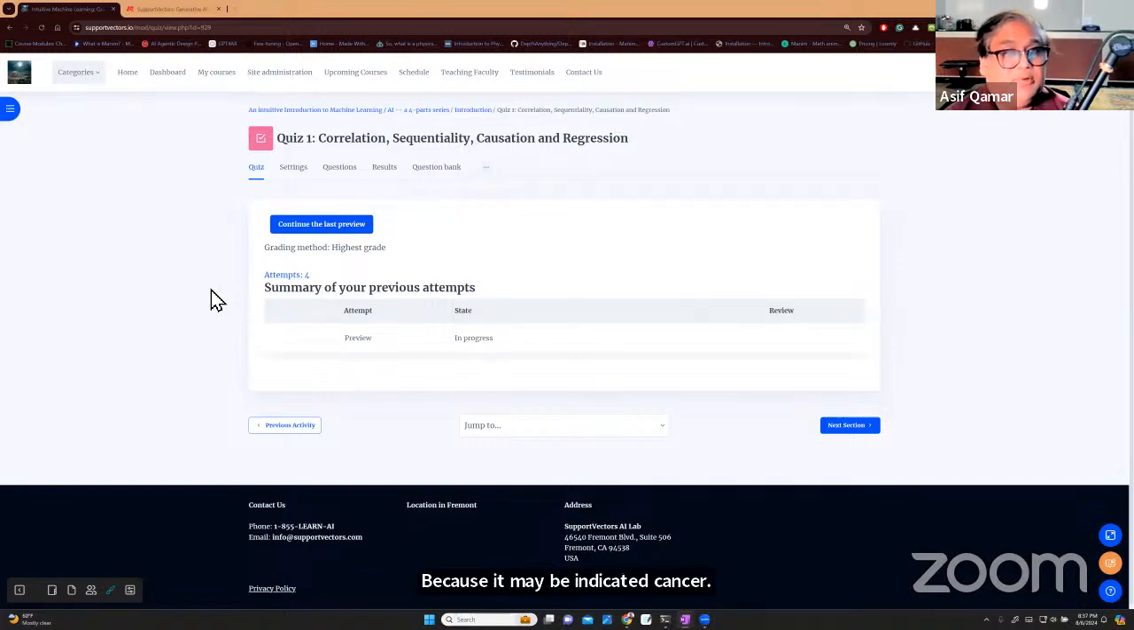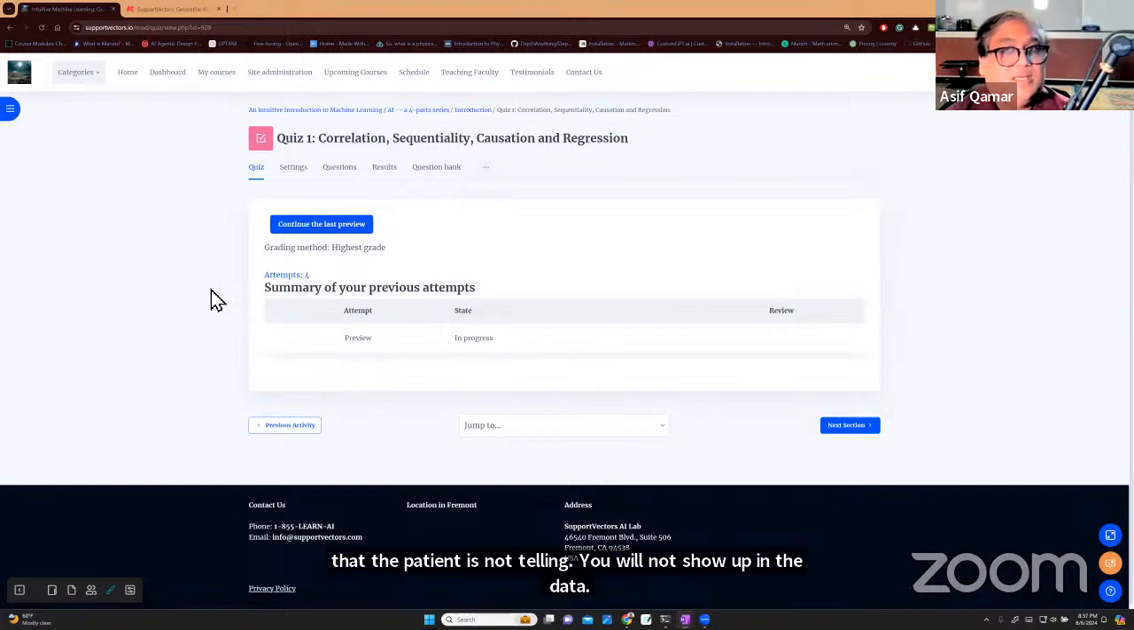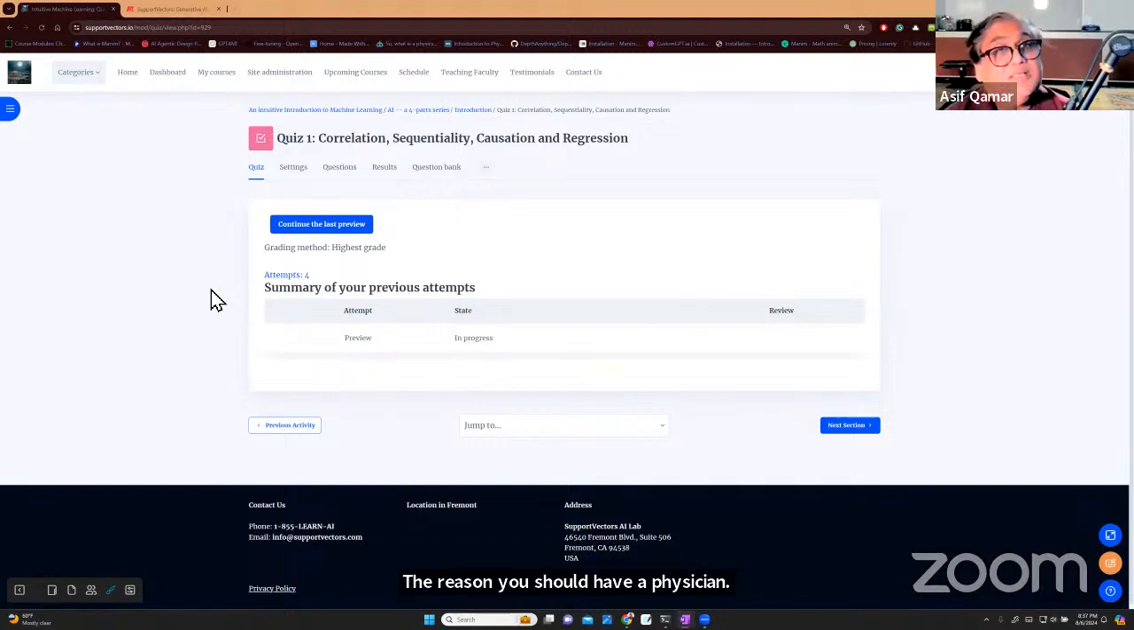Or it may be there's a blotch on the tummy that may be indicative, for example, of renal failure or something like that, or hepatic failure. Things that the patient is not telling you will not show up in the data. The reason you should have a physician and an observant physician is to, amongst other things, create the data, observe the real human being, and create the data, provoke, observe, use the stethoscope and the instruments to carefully write down the observations. Then the differential diagnosis part, yes, AI is already getting very, very good.